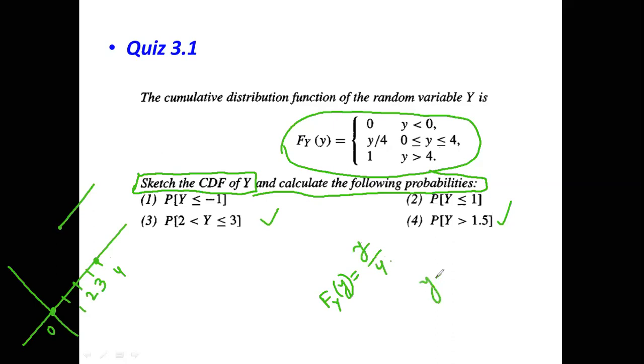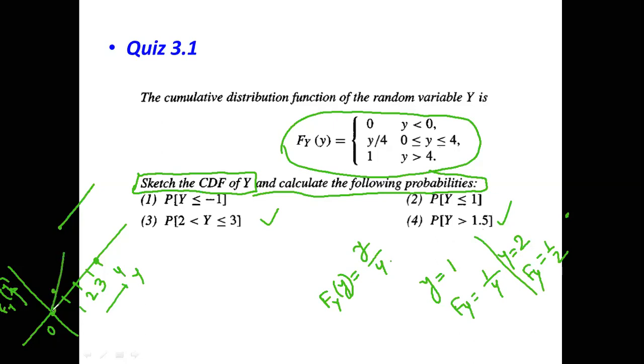This is the CDF of y versus y. If y equals 1, it is 1 by 4. If y equals 2, then it is 2 by 4, that is half. Can you understand how I'm drawing? Yes, sir. Then it is 3 by 4. So it is something like a hyperbola kind of thing, 1 by 4, and I think it is something like this, or maybe different.